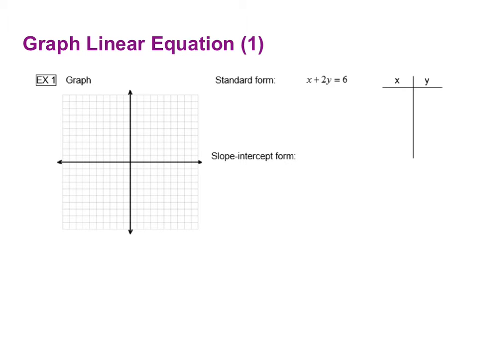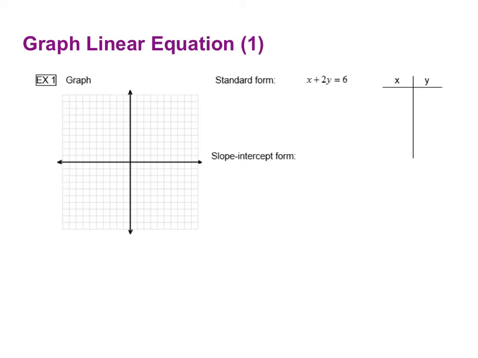All right, we're going to work on graphing linear equations, a handful of videos on this. We're going to go through two ways to do this, one from standard form and one from slope-intercept form. So standard form, if you look at our equation, it's already in standard form, x plus 2y equals 6. So a nice way to graph from standard form is to use your intercepts.